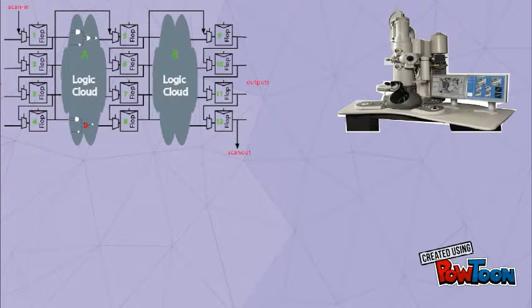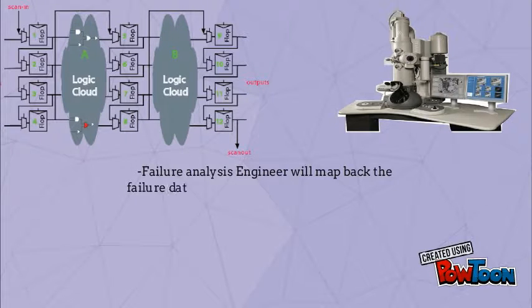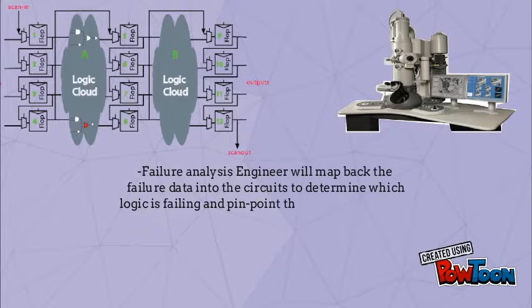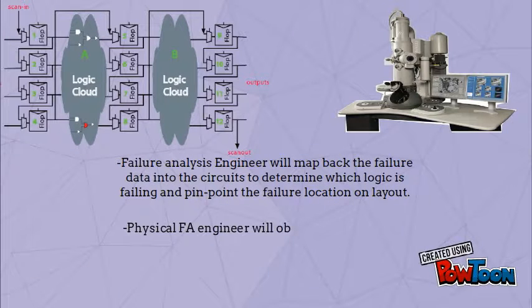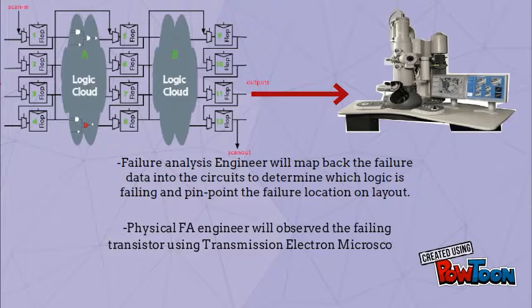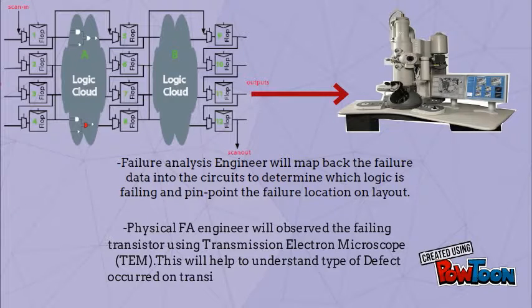The steps of analysis. The failure analysis engineer will map the failure data back into the circuit to determine which logic is failing and pinpoint the failure location on the layout. The physical FA engineer will observe the failing transistor using a transmission electron microscope (TEM). This will help to understand the type of defect that occurred on the transistor and determine how to fix the failure.